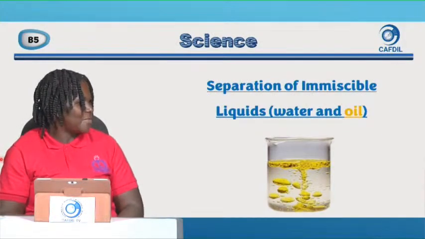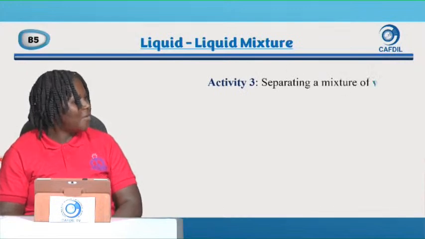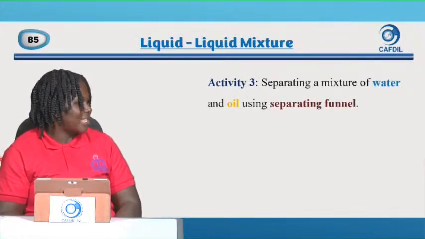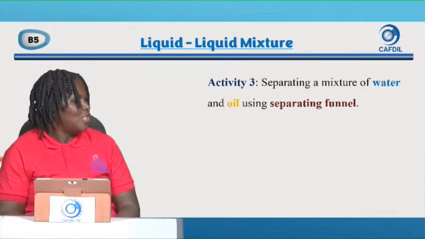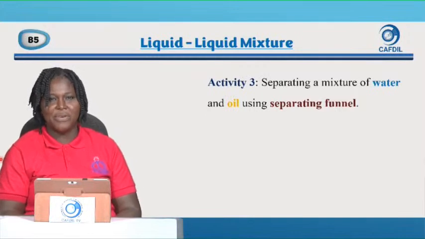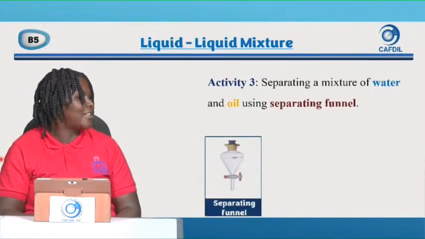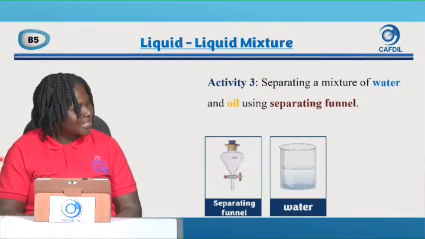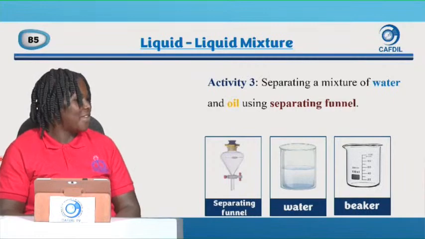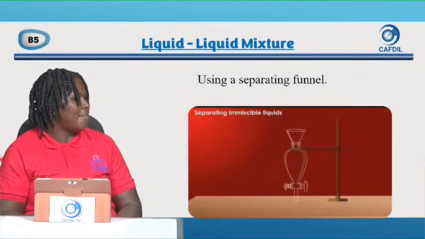Separation of immiscible liquids, water and oil. Now activity 3. Separating a mixture of water and oil using a separating funnel. Now we have a separating funnel, we have water, and then a beaker. So these are the things that we will need. Yes, how do we go about it?